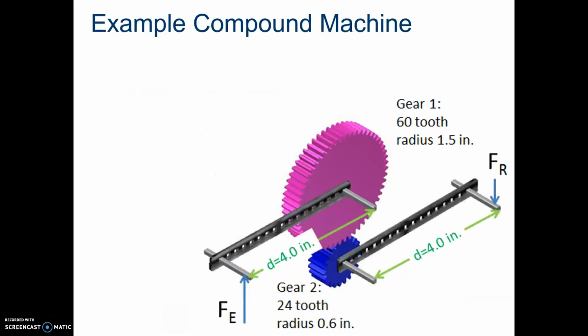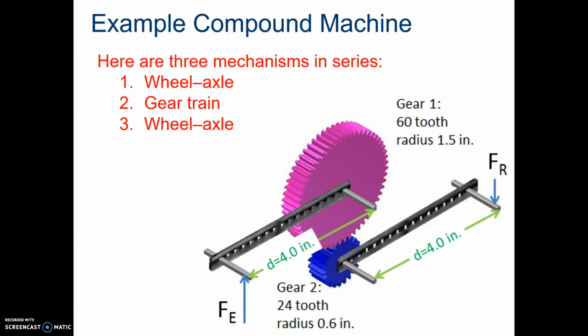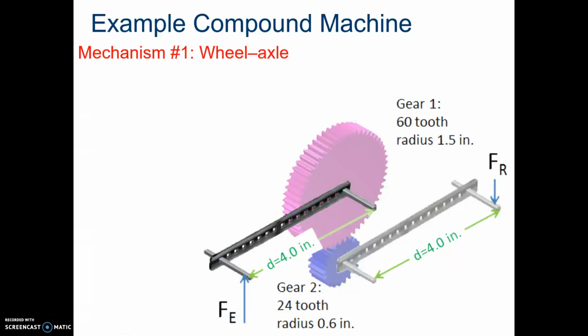So here's an example of a compound machine. They have a wheel and axle. So we see this handle at the outside of it. That'd be wheel and axle from center to the outside. Then you have a gear ratio between the pink and the blue gear. And then you have another wheel and axle out here, once again from the center to the outside of the handle. So to find this, we would find the mechanical advantage of the first wheel and axle.